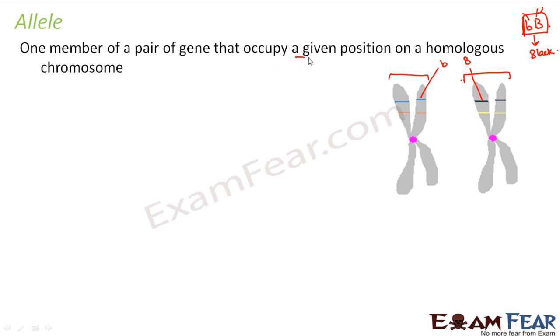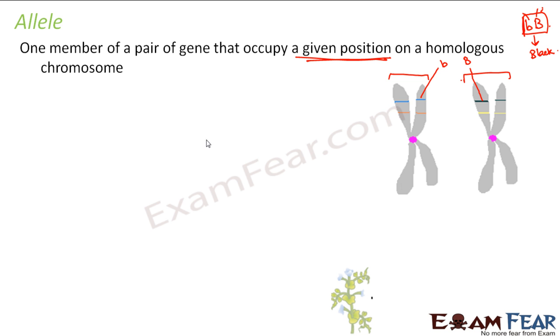Why do they occupy a given position? Because they are going to correspond to the same trait. Right? Because in homologous chromosomes, if they occupy the corresponding positions, that itself means that they are going to correspond to the same trait. Now let us look at some examples.